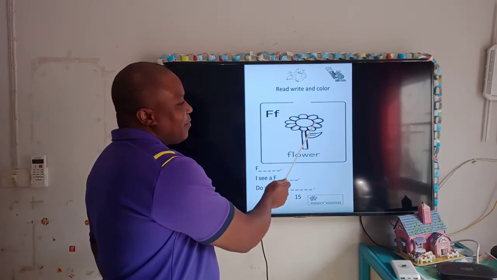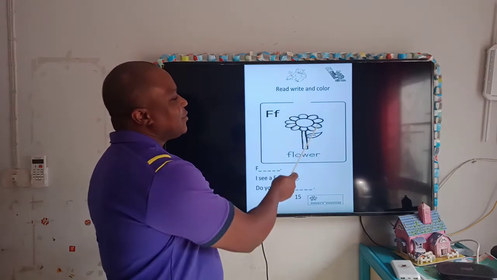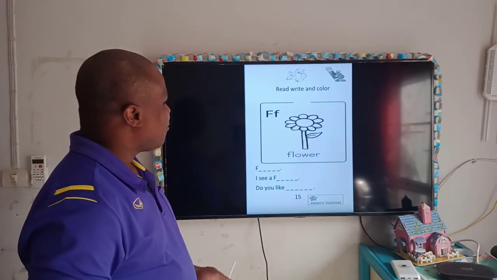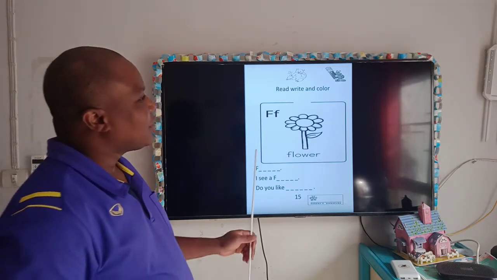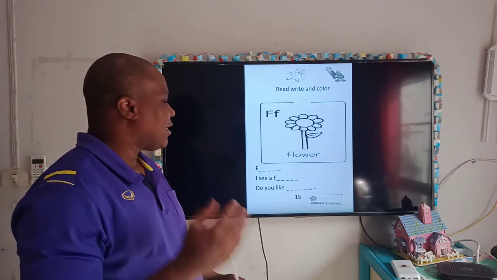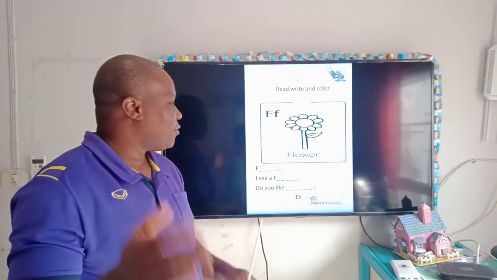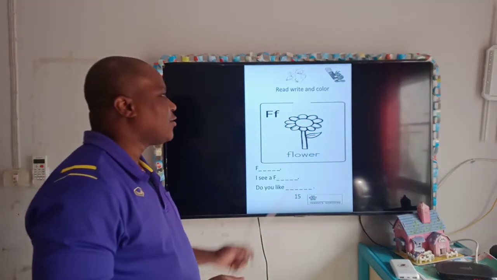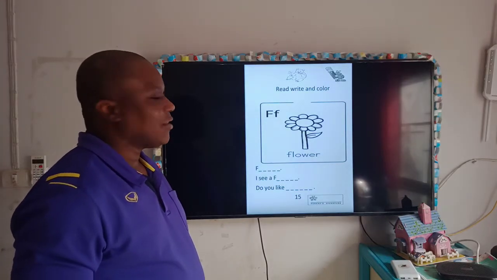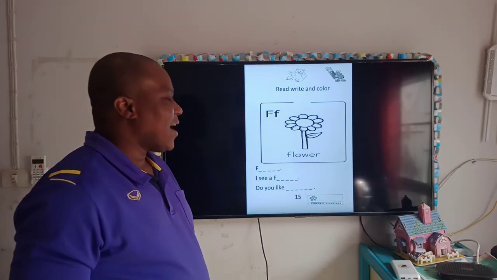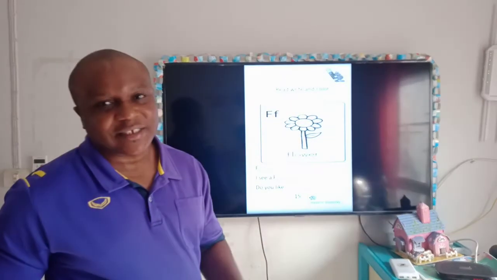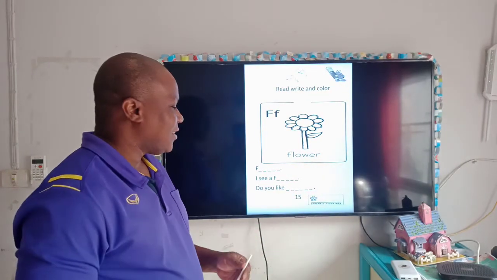Color the flower. Make sure that you color it, use any color you like, and color it beautifully. And after doing your homework, please don't forget to take a picture and send it to our group album, so that I will see what you do in the group album. And don't forget to write your name, so that I will see what you do there and know whether you understand about this letter F. After writing it, read it by yourself, practice by yourself, so that you understand this sentence.